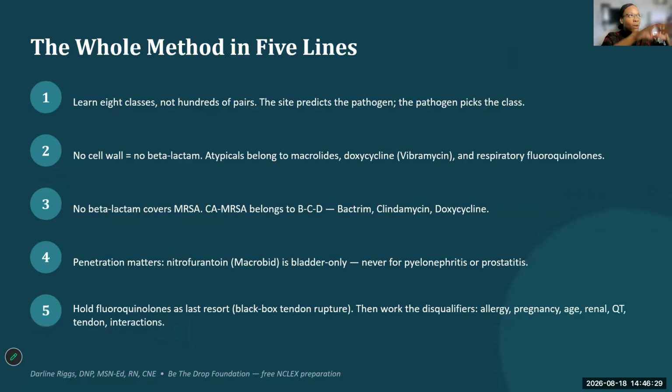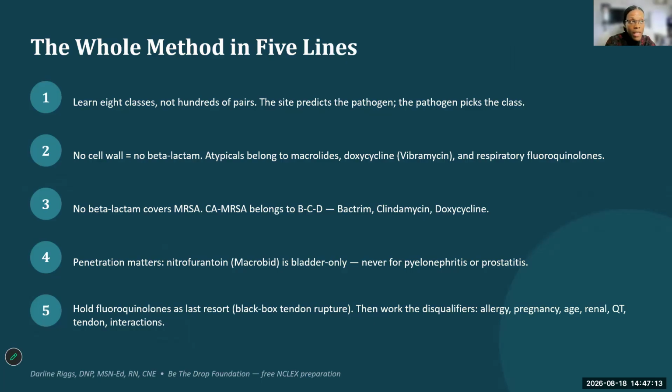All right, so let's go over the whole method in just these lines. You need to learn the 8 classes, not hundreds of medications. The site predicts the pathogen. Where is this pathogen? Okay, and then the pathogen picks the drug. It's just that simple. No cell wall, no beta-lactam. Atypicals: macrolides, doxies. Okay, then your fluoroquinolones. No beta-lactam covers MRSA, so no 1, 2, or 3s on our list. Community-acquired MRSA belongs to Bactrim, clindamycin, and doxycycline, and you're going to remove one or the other based on allergies or disqualifiers.